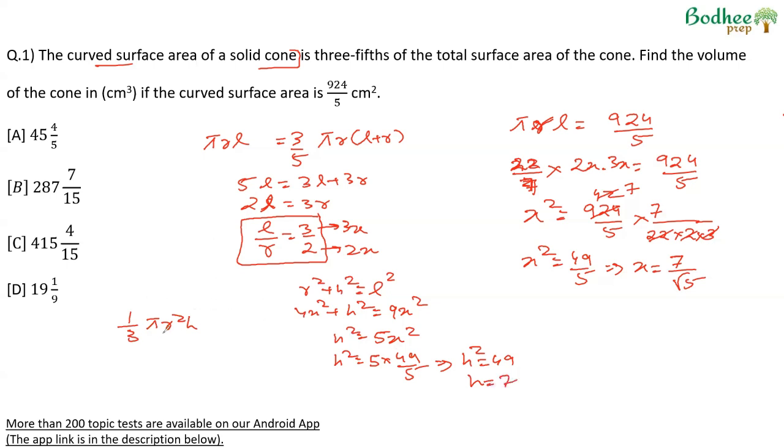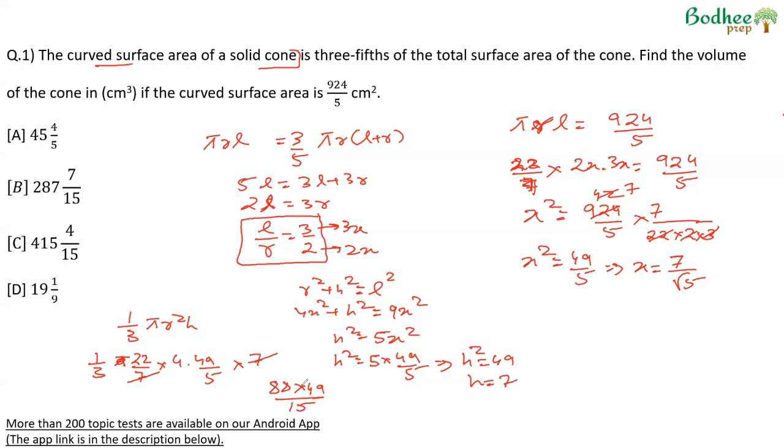Now we have the values. 1/3 pi r square h will be 1 by 3 into pi, r square is 4x square. Pi we can write as 22 by 7 into 4x square. So 4 into x square, x square is 49 by 5, into h, which is coming out to 7. 7 and 7 cancel. Nothing else gets cancelled. So we'll have 88 into 49 by 15.